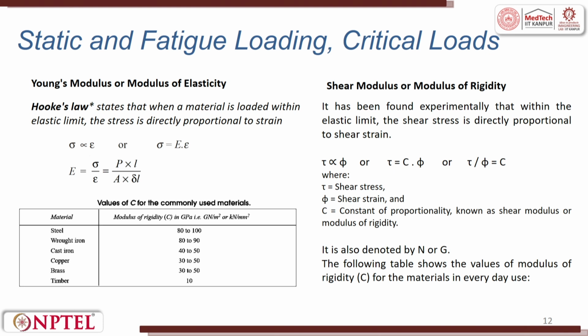Now, let us try to recall Hooke's law, which states that the Young modulus is stress per unit strain, for which the relation holds good like this. Because stress is proportional to strain, stress is equal to Young modulus into strain. The Young modulus is the ratio of stress by strain. We have already discussed that for steel it is from 80 to 100, for wrought iron from 80 to 90 and so on, different materials are given here. For timber or wood it is very low, it is 10.